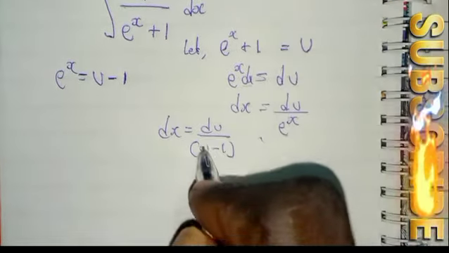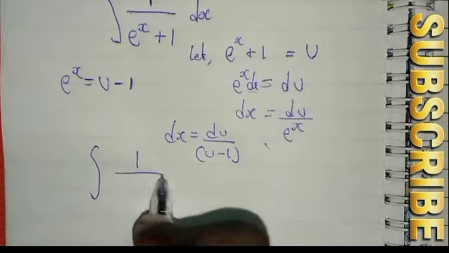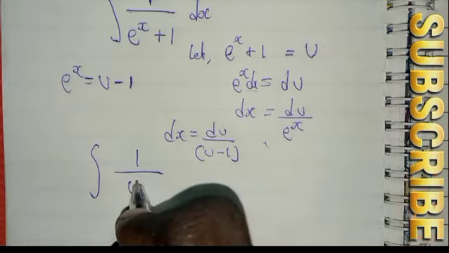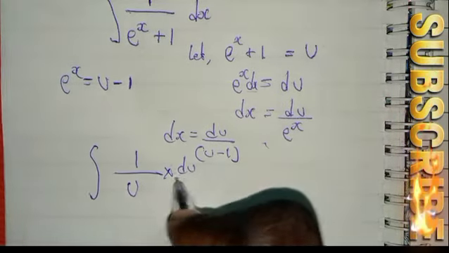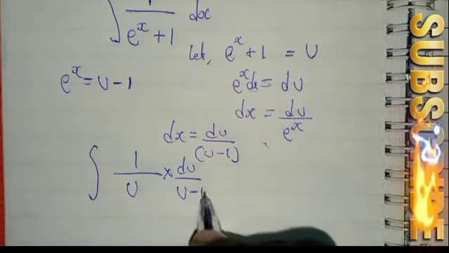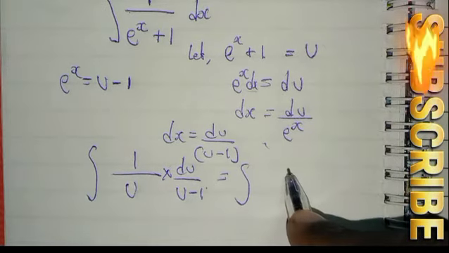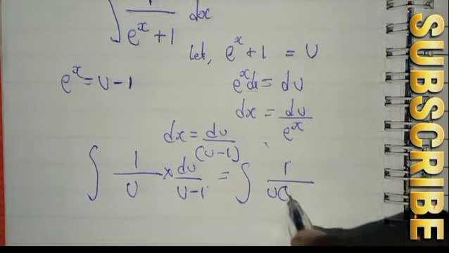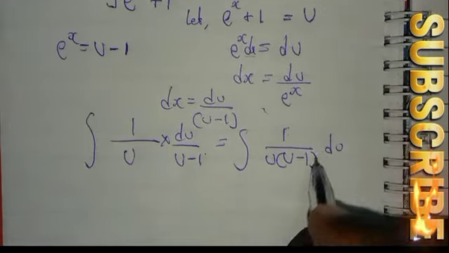Now we'll move back to the original question. So we have the integral of 1 over, don't forget, e raised to the power of x plus 1, we said let it be equal to u, while dx is equal to du over u minus 1, right? So this is equal to the integral of 1 over u multiplied by u minus 1 du, right?